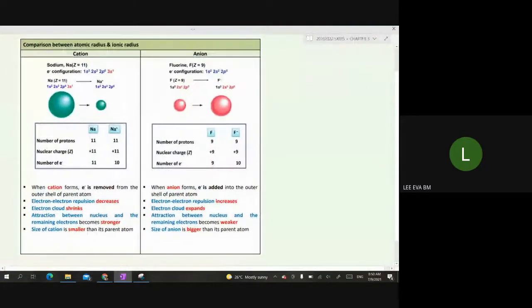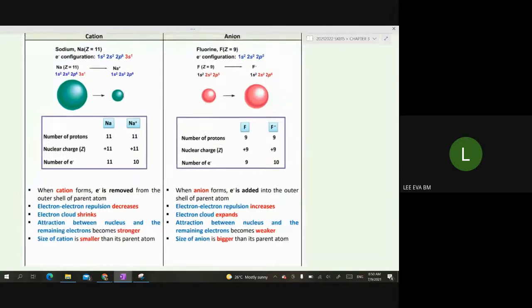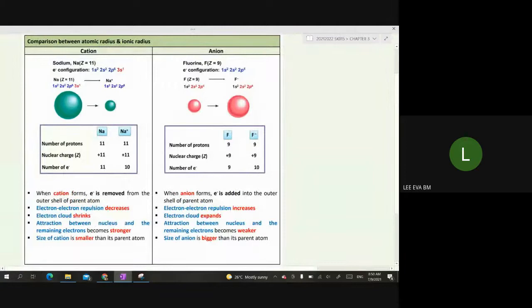So if no questions, the next thing we want to look at is to compare between atomic size and ionic size. Just now we are talking about atomic size. Now we go further into ionic size. Okay, so ions are divided into cation, positively charged, and anion, negatively charged. So let's look at sodium first, our cation. You already know that to form a cation, we need to donate or lose or remove 1 electron. The electronic configuration for a neutral sodium ends at 3s1.